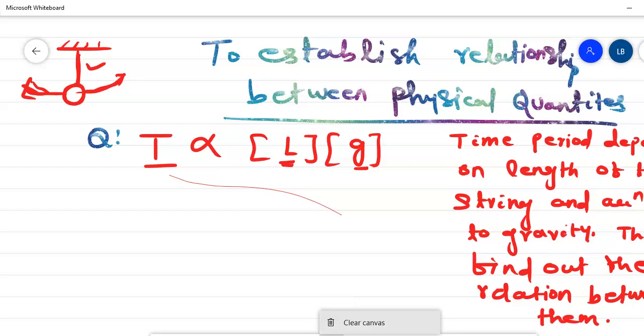Okay, let's start. How to solve this type of problem? To solve this type of problem, you have to write who depends. Time period depends. So T depends. On which quantity does it depend? It depends on length, and on acceleration due to gravity. Then you have to solve like this.